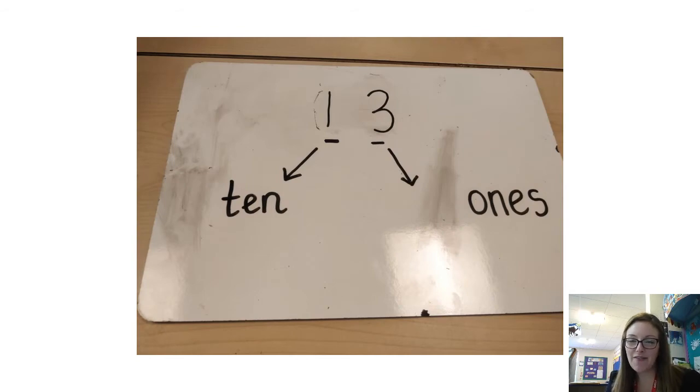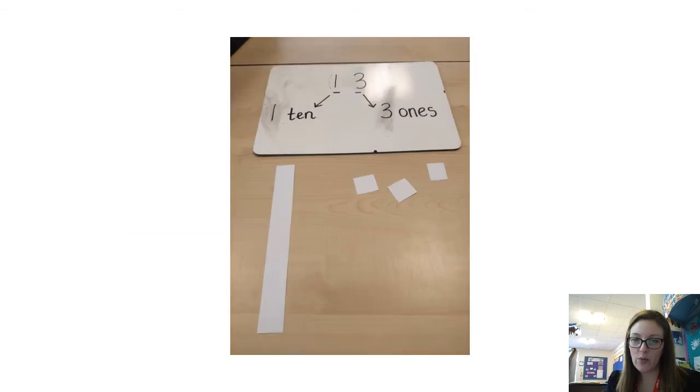Okay, let's have a look at our first problem today then. So we have the number 13. So we practiced this the other day. So have a look at this number. How many tens and how many ones? So remember, we need to look at the digits really carefully. The first digit is telling us how many tens. The second digit is telling us how many ones. So in the number 13, we have 1 10 and 3 ones.